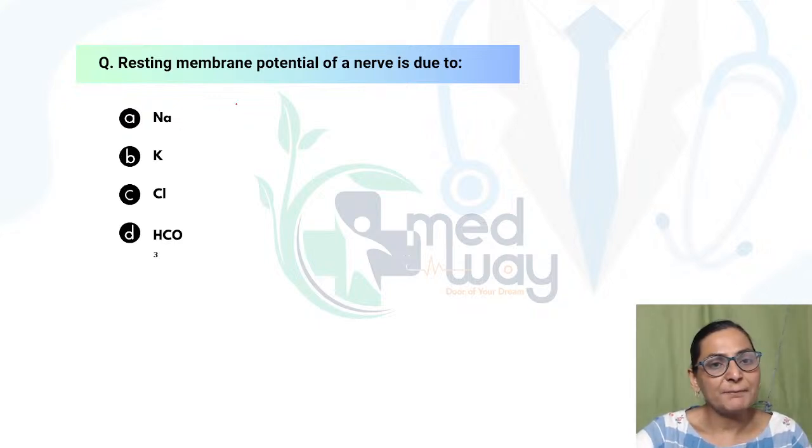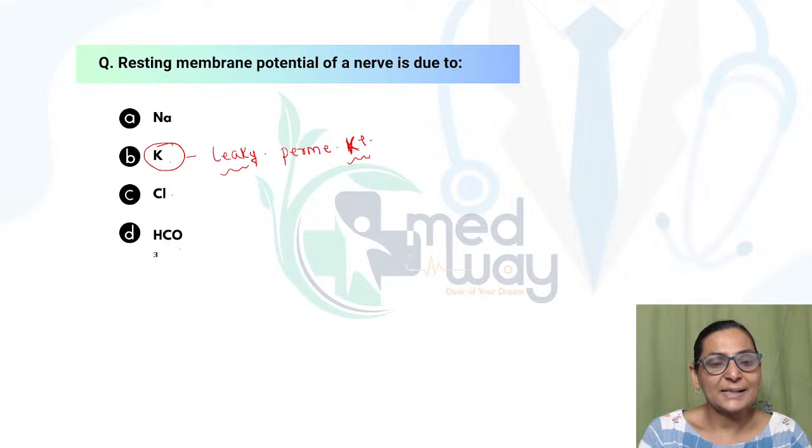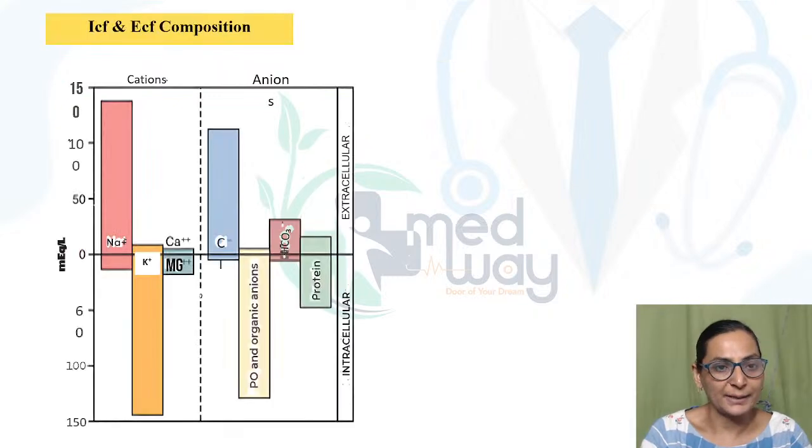Now, what is the resting membrane potential of a nerve responsible for? I mean, which ion? Sodium, potassium, chloride, bicarbonate. So I told you that it is the potassium which is responsible for the RMP. The reason is that there are leaky channels, and these leaky channels show maximum permeability to potassium, right? Because they show maximum permeability to potassium, it is the potassium ion that contributes maximum to your RMP.